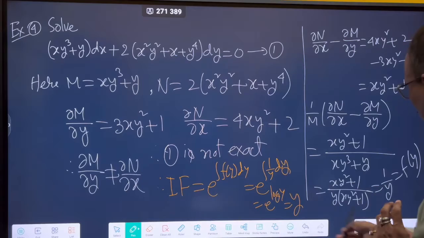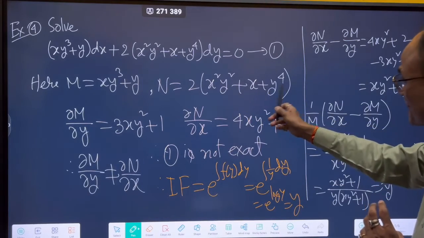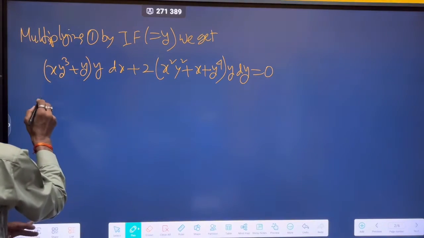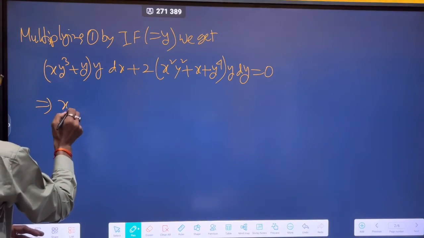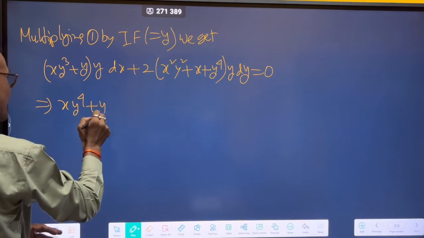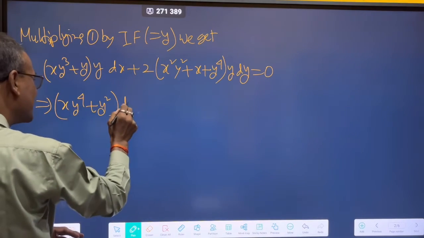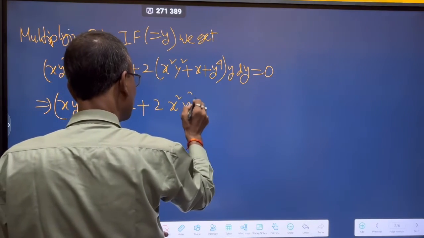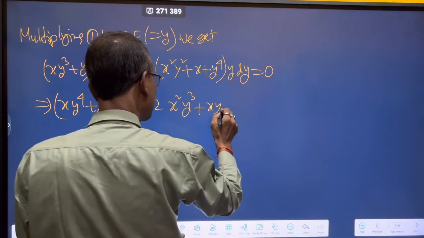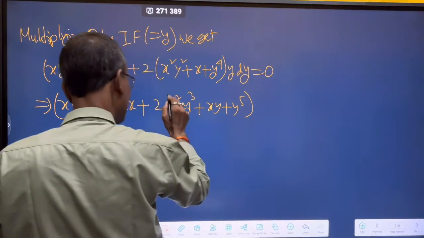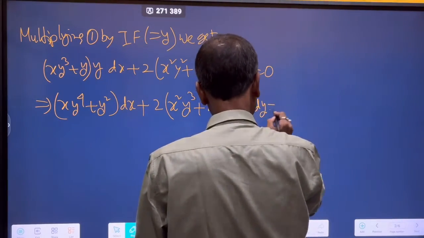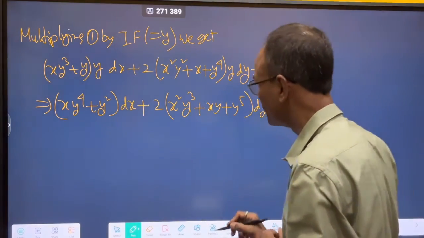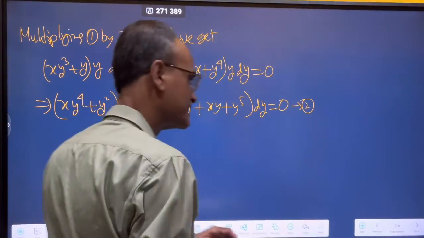Multiplying 1 by y, this means (xy to the power 4 plus y squared) dx plus 2 times (x squared y cubed plus xy plus y to the power 5) dy equals 0. Suppose this is number 2.